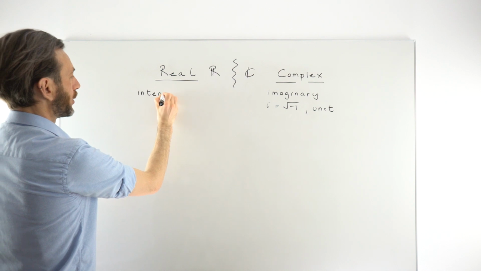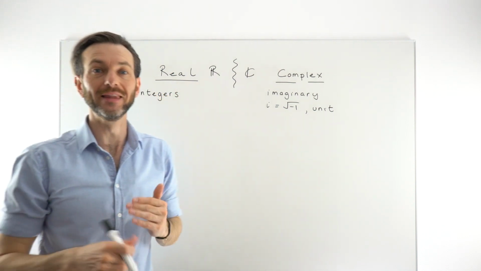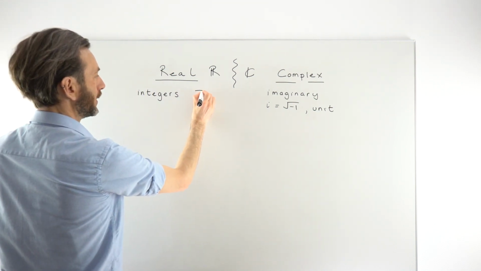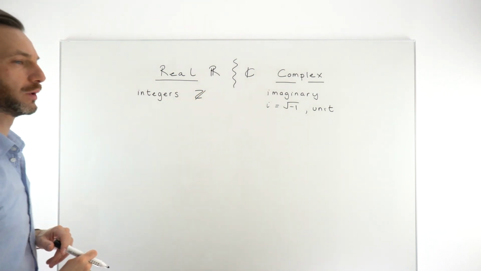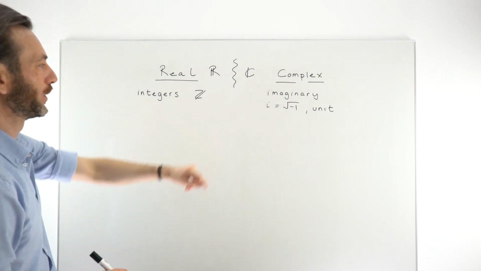So the integers are basically just all the whole numbers, the positive and the negative whole numbers, and we notate the integers with a kind of Z, I guess. I'm not quite sure where the Z comes from, but that's how we notate the integers. You'll probably see that one quite a lot.